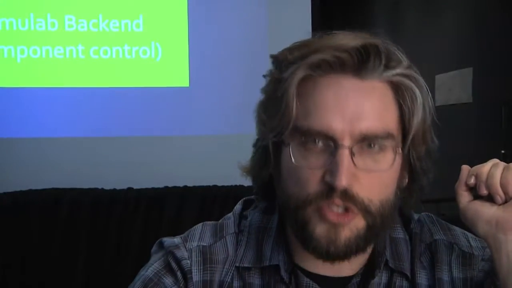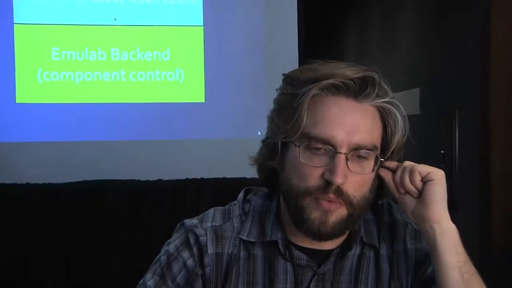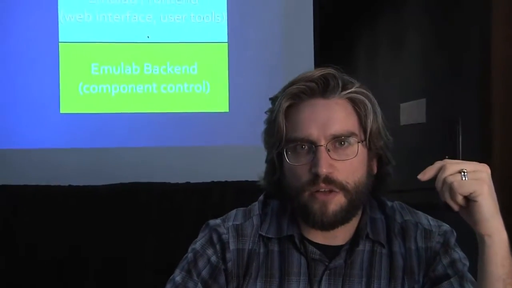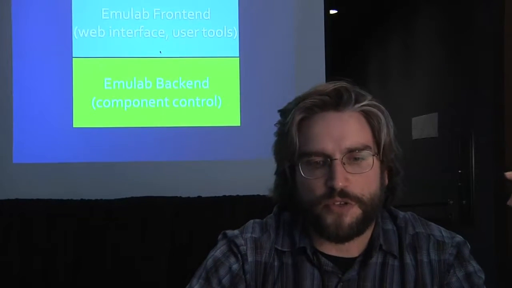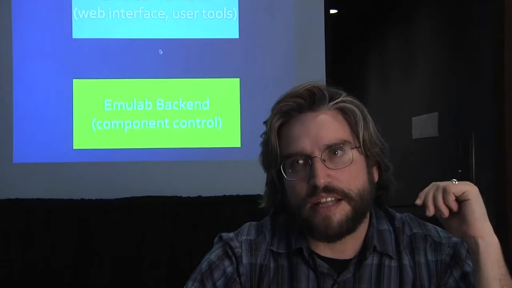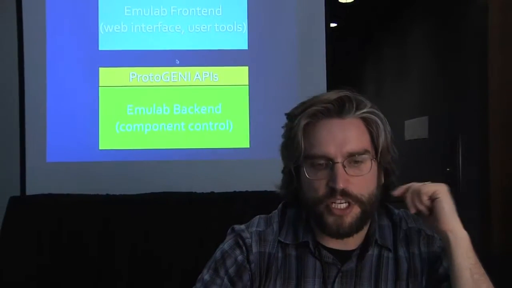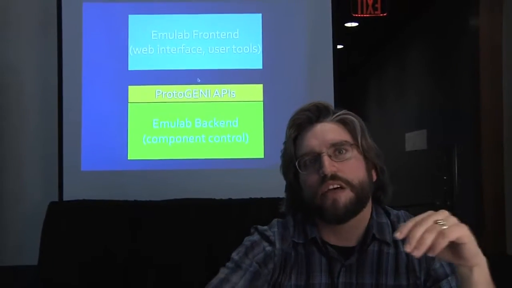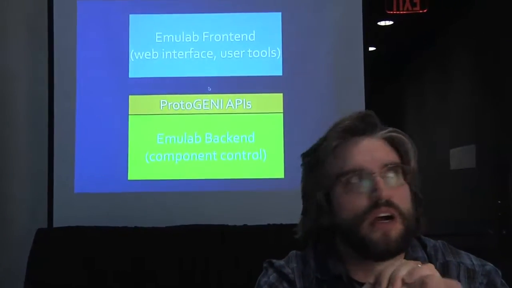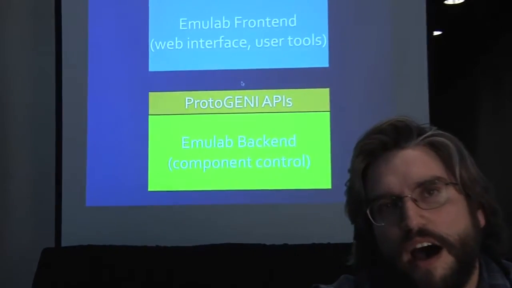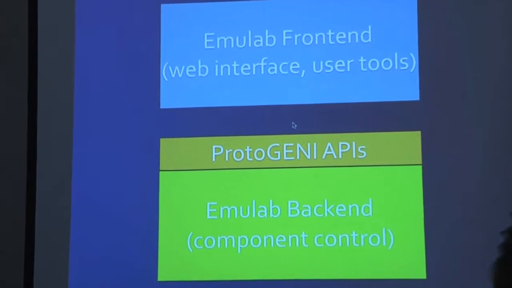So traditionally, when we've worked on Protogenie, we've worked on it by taking the Emulab front end, which is kind of the web interface and the user tools, and the back end, and separating them out. And putting a layer of Protogenie API on top of the back end. So it's a resource allocation layer for getting access to and provisioning things such as PCs, VLANs, and tunnels.